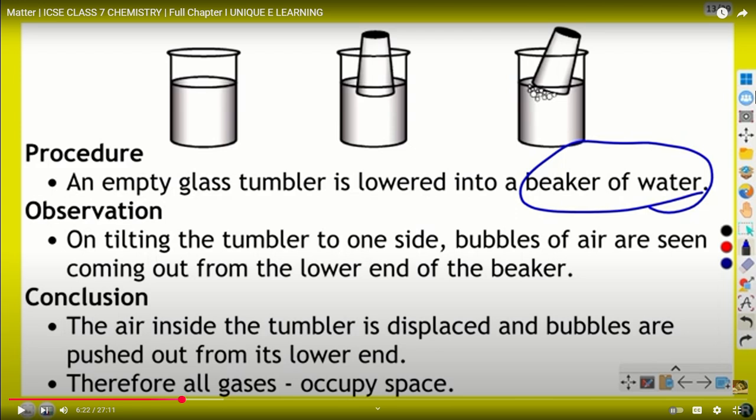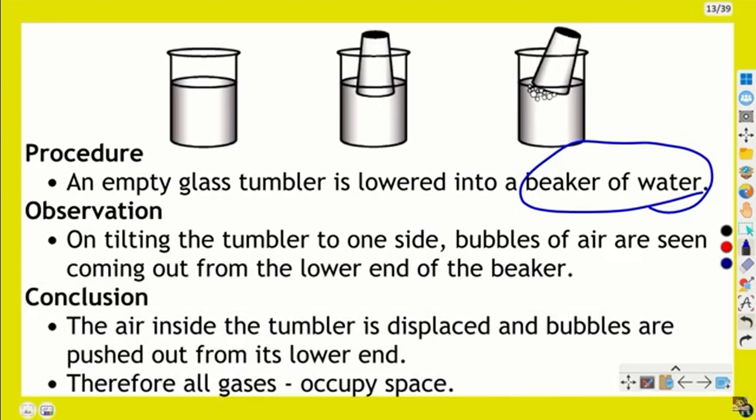If you take a glass and pour it into a bucket straight, you will see bubbles come, because the oxygen was already in the empty space of the glass. And when it comes to the water, you know that oxygen dissolves in water, so the gases try to come up out of the water, so it releases bubbles. Even I used to take a mug and pour it into a bucket and create a lot of bubbles. Conclusion: the air inside the tumbler is displaced and the bubbles are pushed out from its floor, and therefore all gases occupy space.